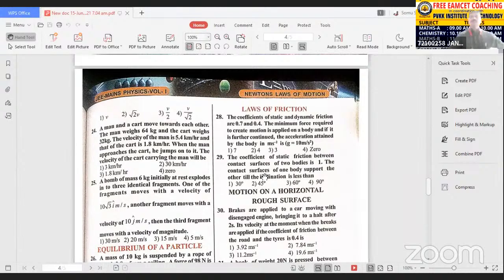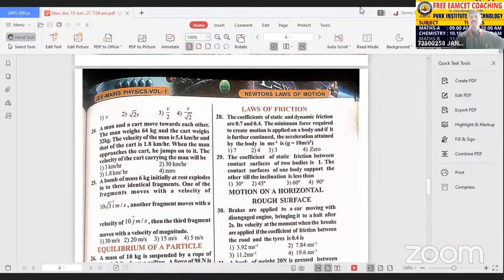Next, observe problem number 29. The coefficient of static friction between the contact surfaces of two bodies is 1. The contact surface of one body supports the other till the incline is less than what angle? We have to find the angle. The coefficient of static friction between the surface and the body is 1, and mu is given.